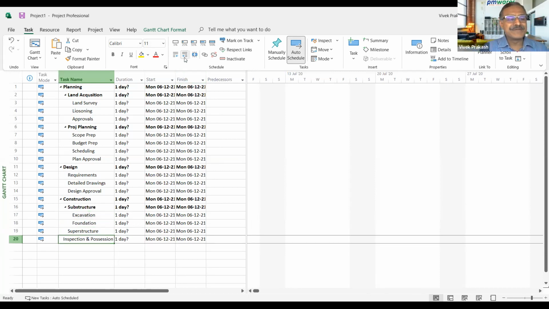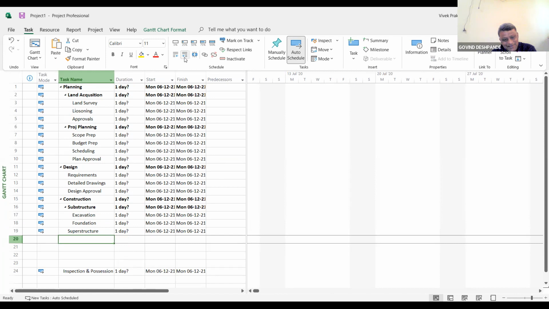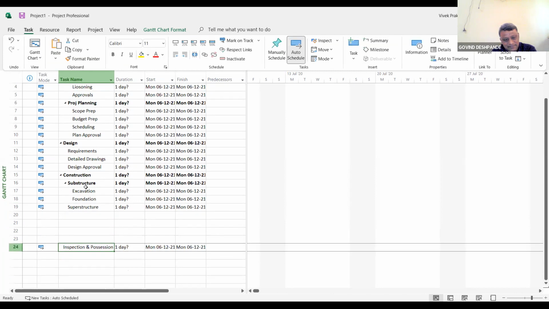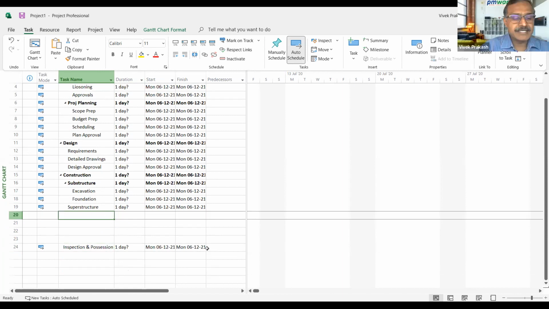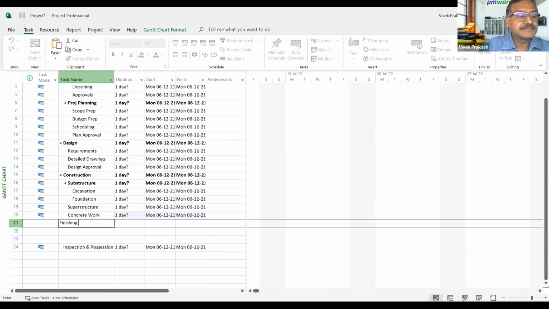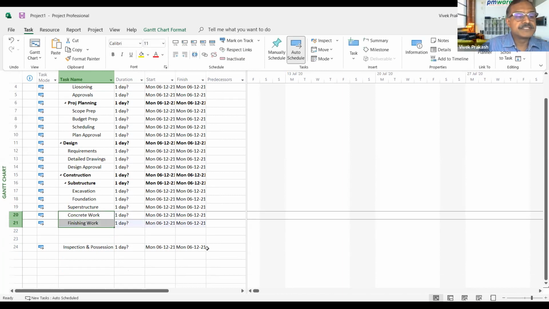Yes, sir. Good for you, but the people from software also have no idea about that. Here also RCC and finishing. Here is RCC, concrete work, and the finishing work. These are all the superstructure.